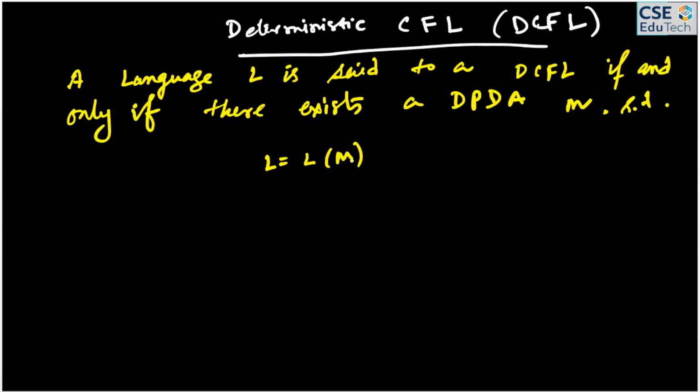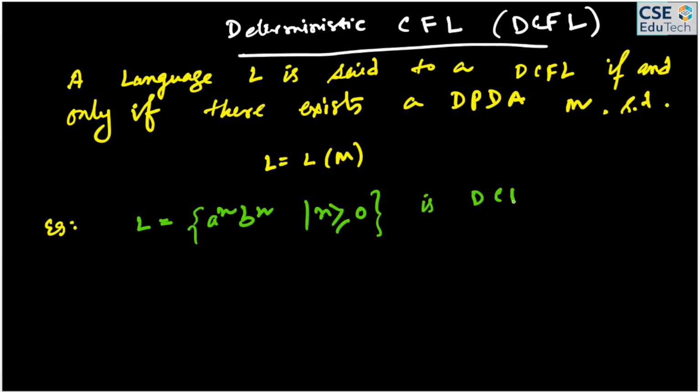Now the language, for example, L = {a^n b^n such that n >= 0}, is a deterministic context free language. Honestly, we can design it. We can find a deterministic pushdown automata for this context free language, right?